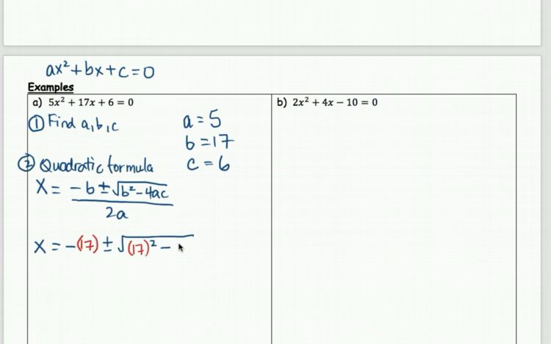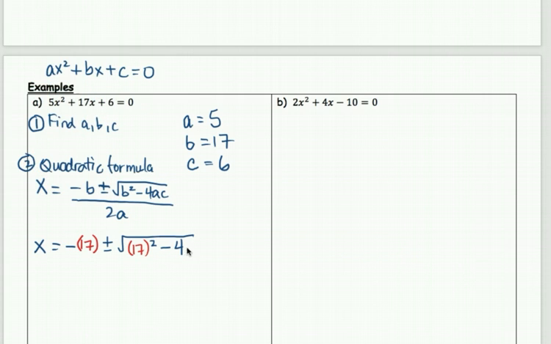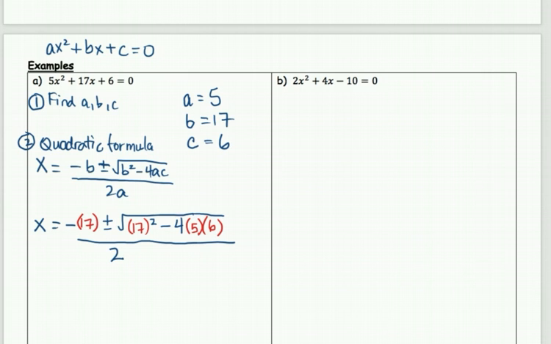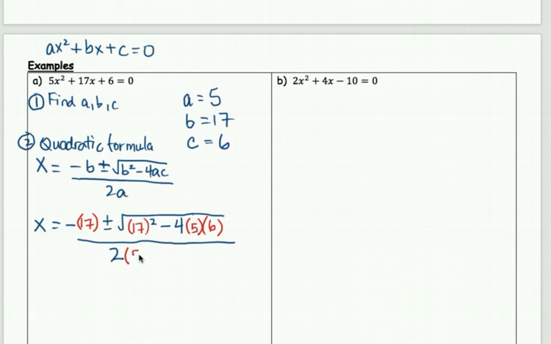All right, subtract 4 times a times c. Okay, so a is 5, c is 6. All right, and then make sure that square root goes right over. And then you're going to divide the whole thing by 2a. So 2, and then what was a again? a was 5.